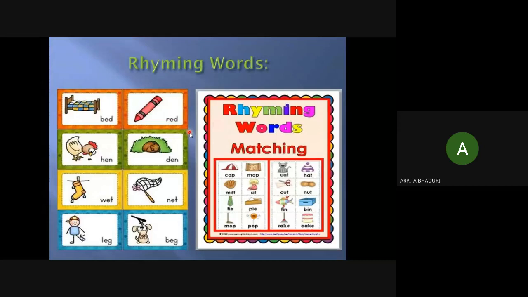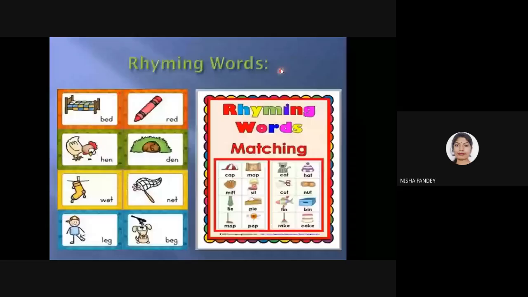Yes. Can you read the words? Rhyming words mean words that give the similar sounds. Same sounds. Yes. Can you read the picture and read it? The words? Yes. This is bed. Yes, bed, red. Hen, den. Wet, leg. Leg, beg.